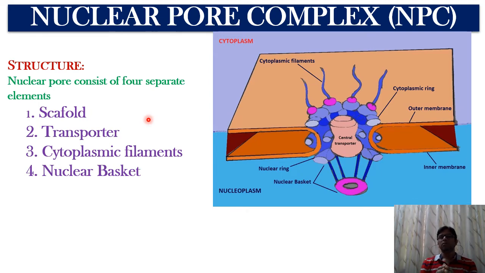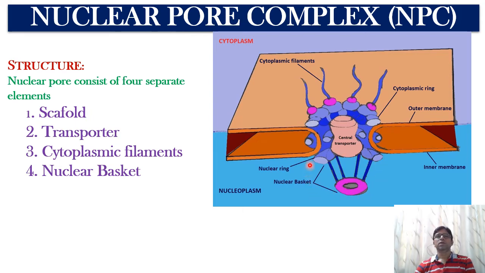In this way, the transporter acts as a central hub and is actively involved in the transportation of proteins and RNAs. Coming to the cytoplasmic filaments, these are the thick filaments which are present towards the cytoplasmic side of the nuclear pore. And the last element is the nuclear basket, a large basket-like structure which is present towards the nucleoplasmic side of the pore.